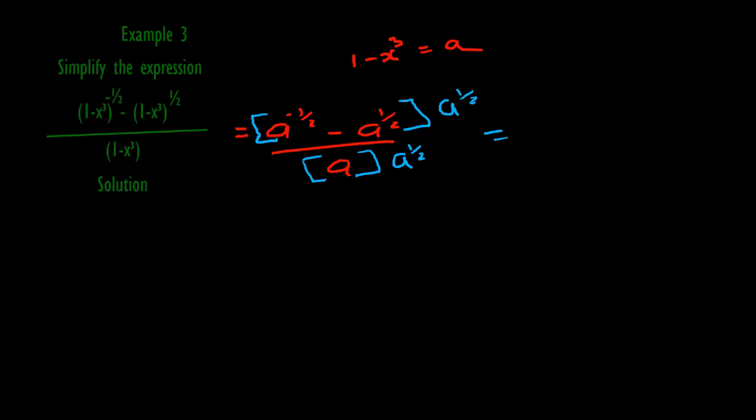utilizing the laws of indices, because any number raised to power 0 is 1, and when you have the same base, you add the powers. So it is logical to multiply both the numerator and denominator by a raised to power half. A term outside multiplies all the terms inside the bracket. In the numerator, a raised to power half multiplies the first term, then minus the second term, a raised to power half times a raised to power half. In the denominator, we have a inside the bracket and a raised to power half outside, so the term inside multiplies the term outside.